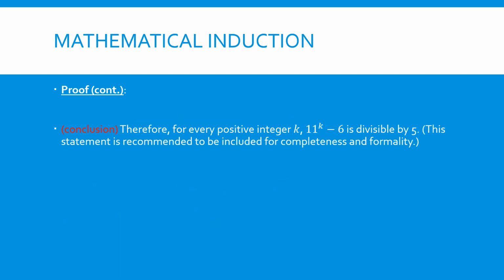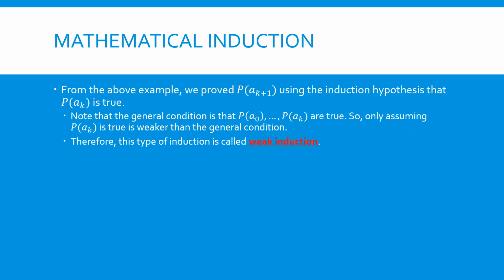At last, we conclude that the original statement is correct. The conclusion step is usually included for the completeness and formality of the proof. Recall that in the above math induction logic, the core statement we need to prove is that P(A(k+1)) is true when P(Ak) is true. It is a special case of the general version: P(A(k+1)) is true when P(A0) through P(Ak) are all true.